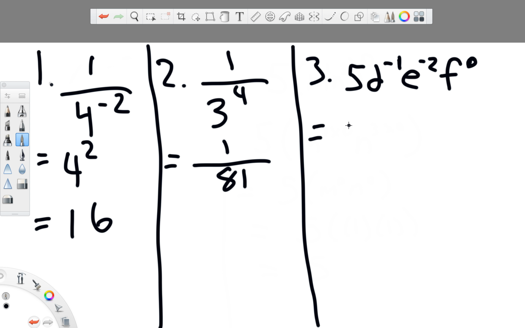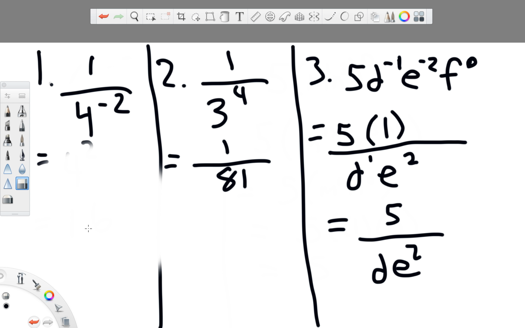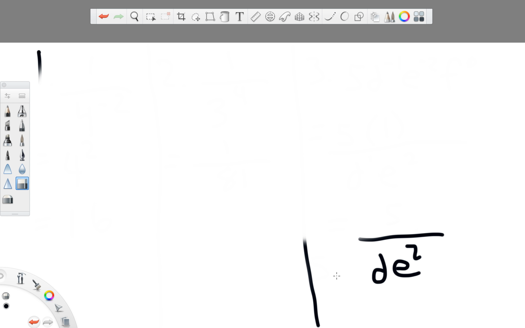So let's solve. When we have a negative exponent, we're just going to flip it and put it in the denominator. So this is going to be d to the power 1, or we don't have to write the 1, and then e squared because we flipped it. And f to the power 0 just means it turns to 1. So this is simply going to equal 5 over d times e squared. Awesome.